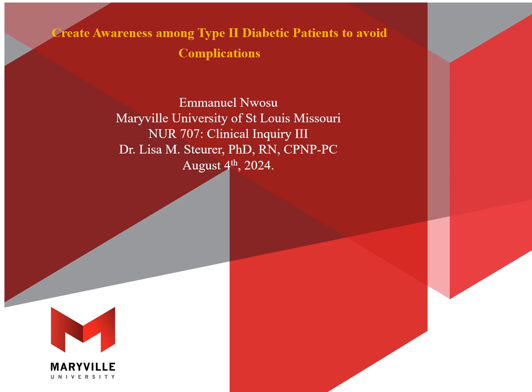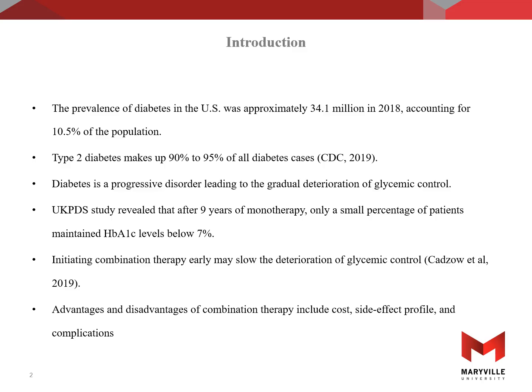The title of my project is Create Awareness Among Type 2 Diabetic Patients to Avoid Complications. Introduction. The prevalence of type 2 diabetes in the US was approximately 34.1 million in 2018. According to the CDC, type 2 diabetes makes up 90 to 95% of all diabetes cases.